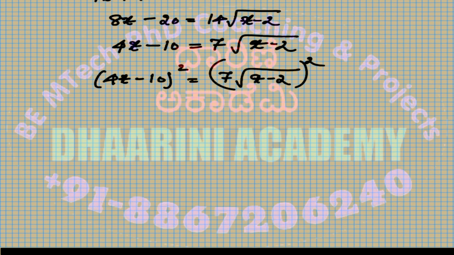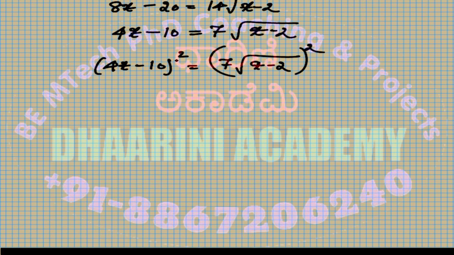Okay, so that means this is (a minus b) whole square, a square, so 16x square plus b square, that is 100, minus 4 into 10 into 2, so that is 80x should be equal to, on the right hand side, I'm simply squaring 7, so 49 into x is 49x, and 49 into minus 2 is minus 98.